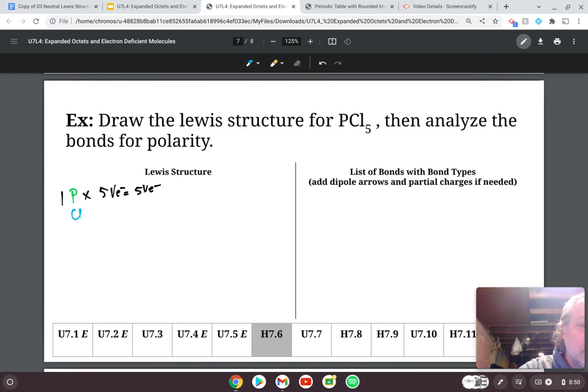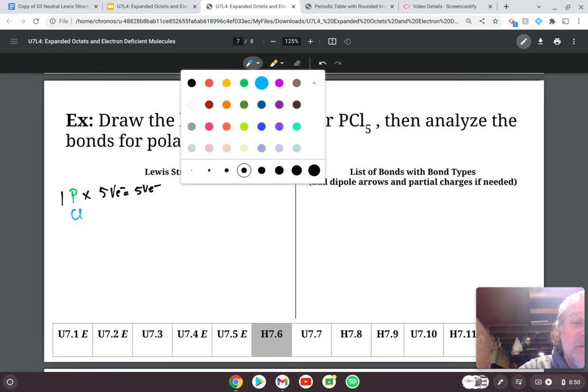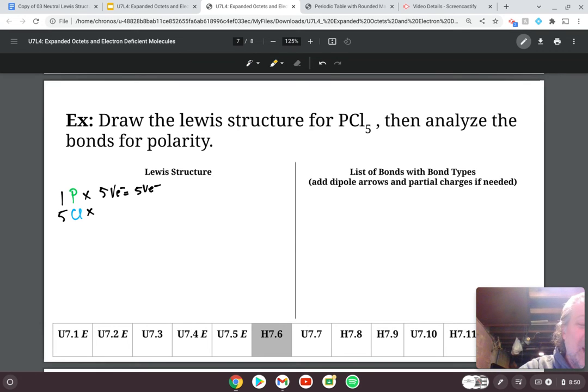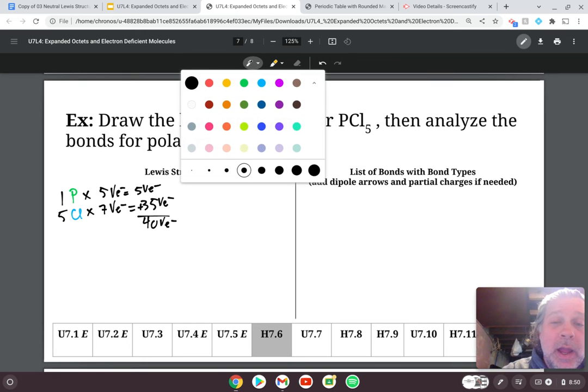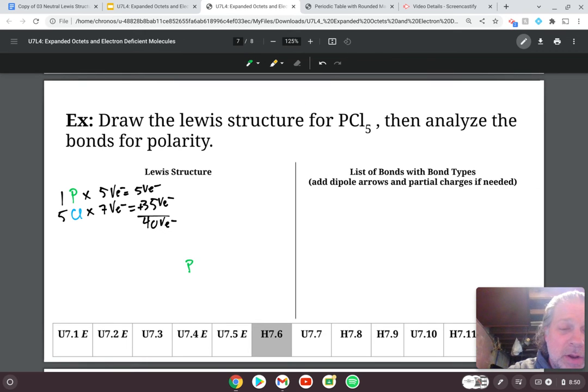Chlorine. I happen to have 5 of them. And chlorine has 7 valence electrons. 5 times 7 is 35 valence electrons. Add that up, it's a total of 40 valence electrons that we have to find a home for. So I'm going to take my central atom, which is phosphorus. It's the first atom. There's only one of them. And I'm going to place it right in the middle.